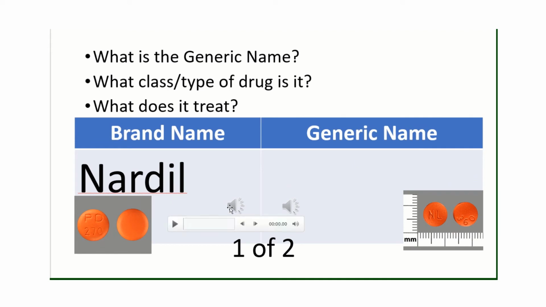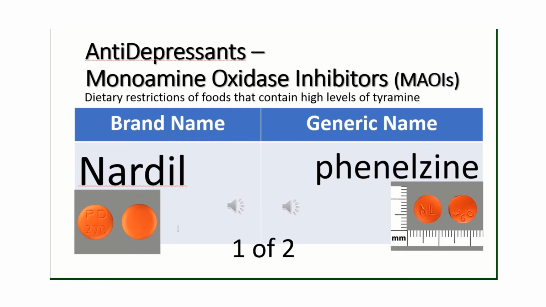What is the generic name for Nardil? What type of drug is Nardil? What does Nardil treat? The generic name for Nardil is phenelzine. Nardil and phenelzine are monoamine oxidase inhibitors. They are antidepressants. Nardil and phenelzine have dietary restrictions of foods that contain high levels of tyramine.